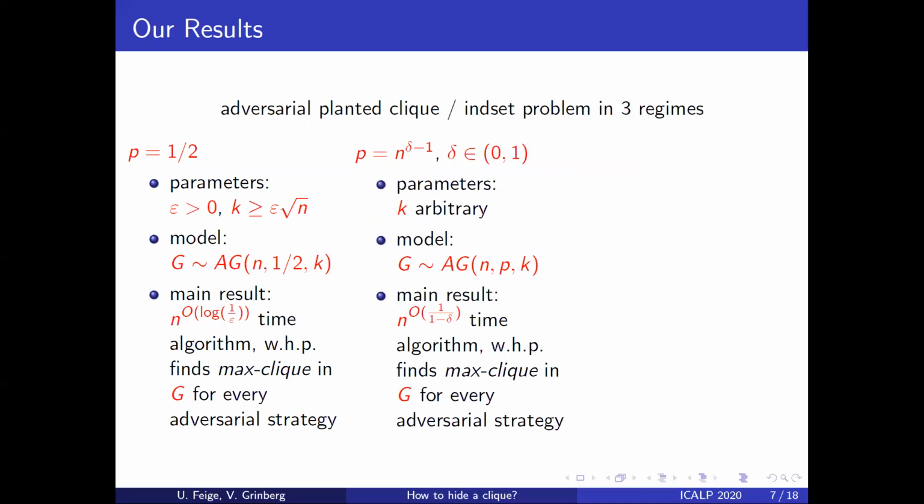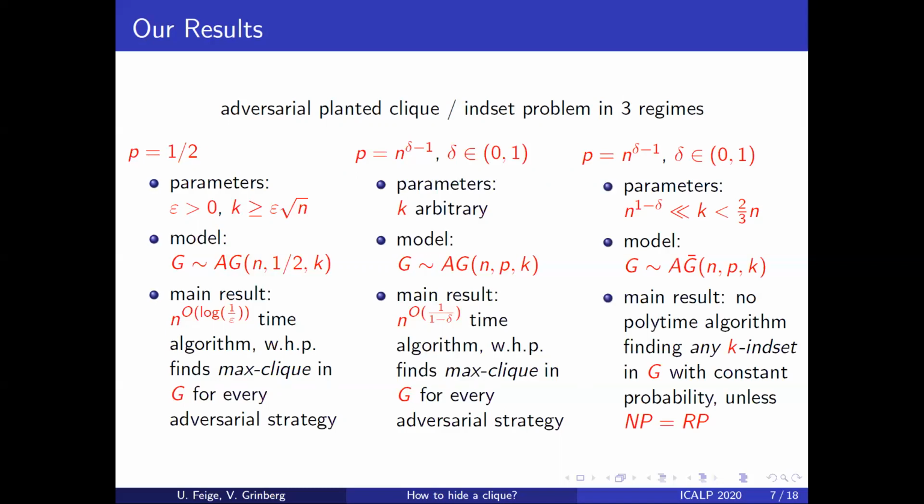The second regime is p equals n to delta minus 1 for delta between 0 and 1. Here, for the adversarial planted clique model with arbitrary clique size k, there also exists a polynomial time algorithm that with high probability finds the maximum clique for every adversarial strategy. The key point is that with this p, we have no lower nor upper bound on the value of k to be able to find the maximum clique in polynomial time.